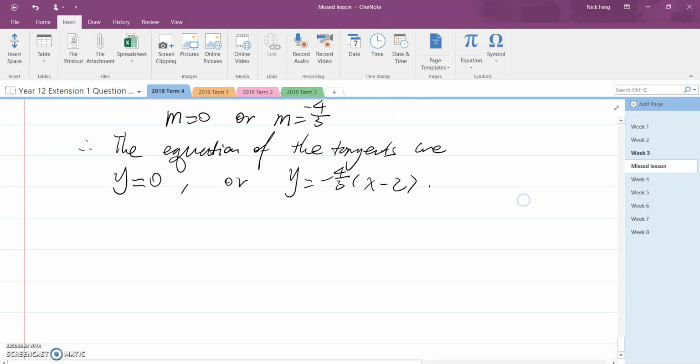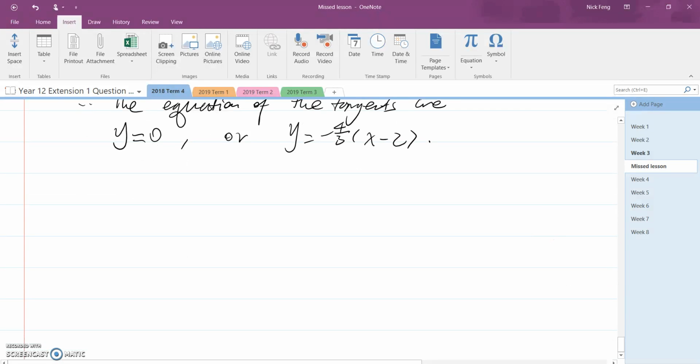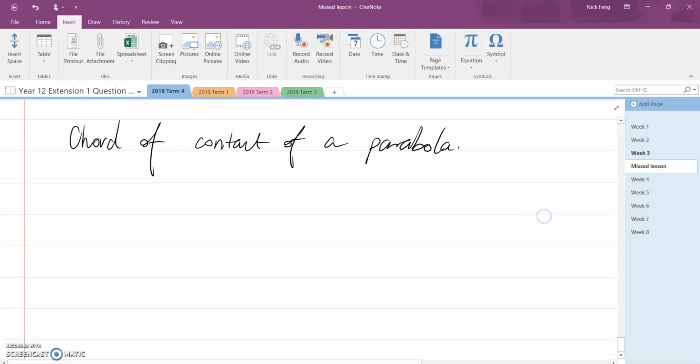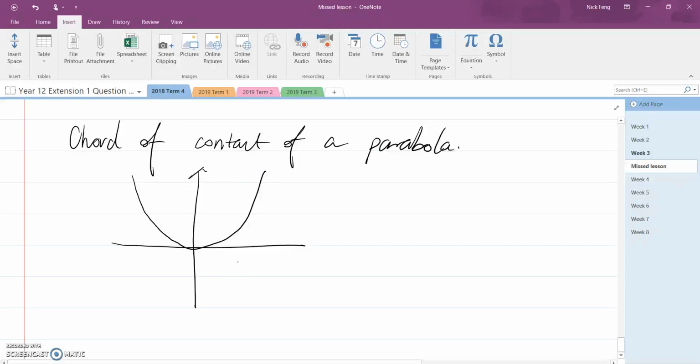Okay, now, in the next part of the lesson, we will try to introduce the idea of the chord of contact of a parabola. So now, let me introduce what that is first. That is, if we have a parabola, x squared equals 4ay, from an external point T, there are two tangents that can be drawn.